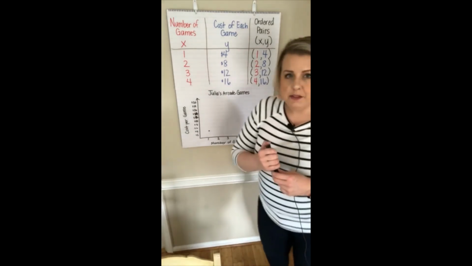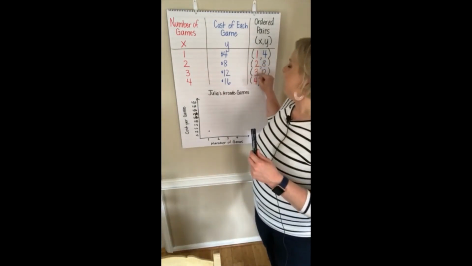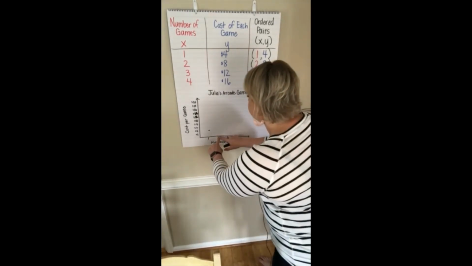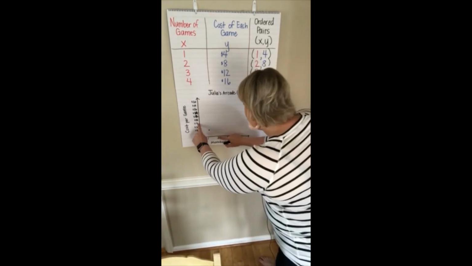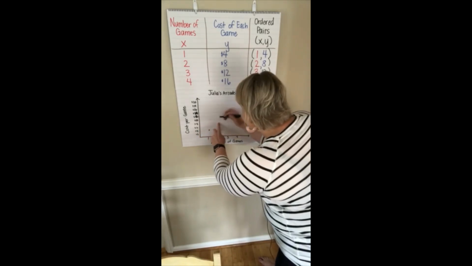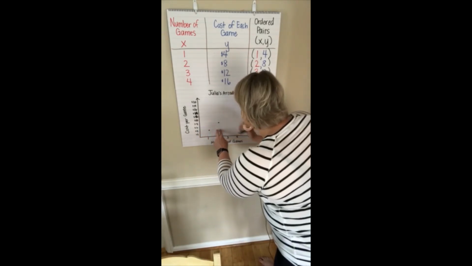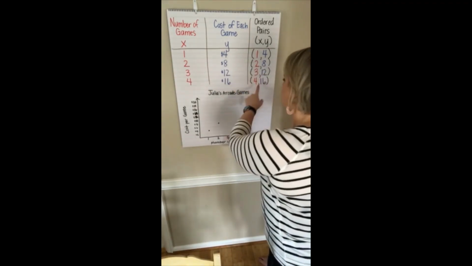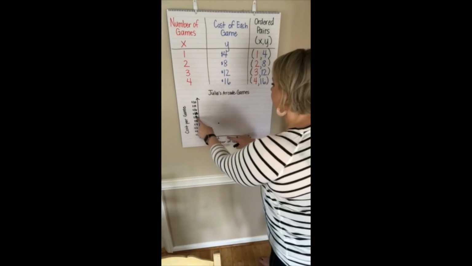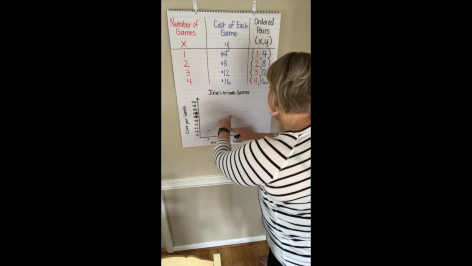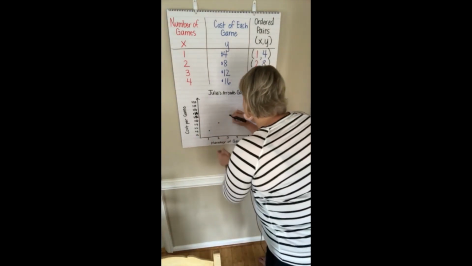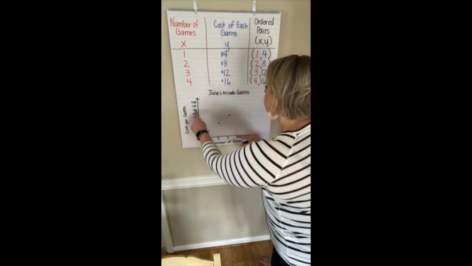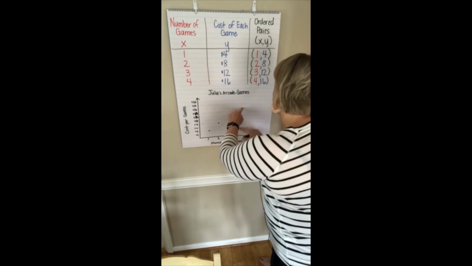I'm going to repeat this process for the next 3. So I'm going to find 2 on the x-axis, 8 on the y-axis. They meet right about here. For 3 on the x-axis and 12 on the y-axis, that's going to go right about here, and 4 on the x-axis, 16 on the y-axis.